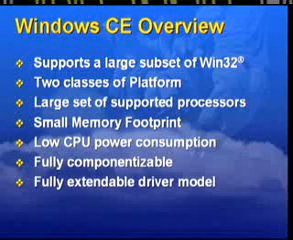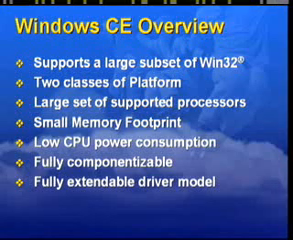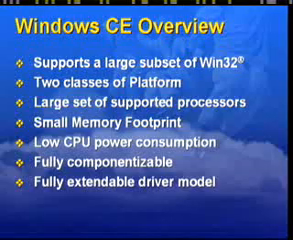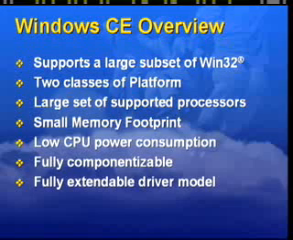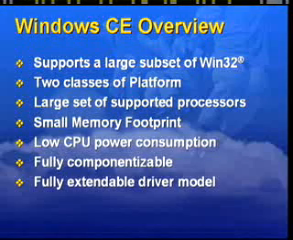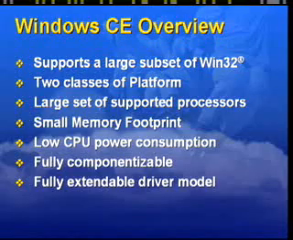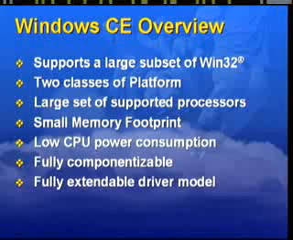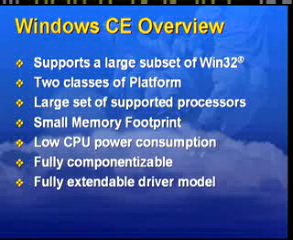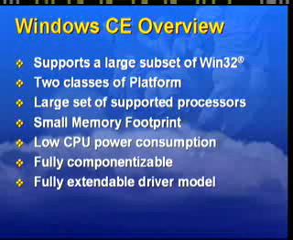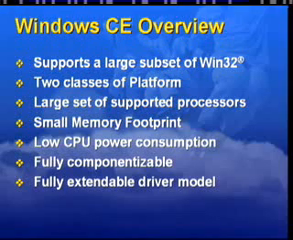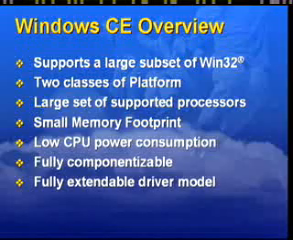There are two classes of platform that are currently supported by CE, and I'll talk about those in a second. There's a large set of supported processors. There are currently 5 CPU families, and as you saw, approximately 120 processors that Windows CE can run on today. It takes a small memory footprint, approximately only 500K for a min-kern version of the OS to run in ROM. Low CPU power consumption. It's fully componentizable, especially now with that new platform builder, the drag and drop of the libraries, and a fully extendable driver model. So if you have a GPS system and you want to create a driver for that, you can roll that right into the core version of the OS.